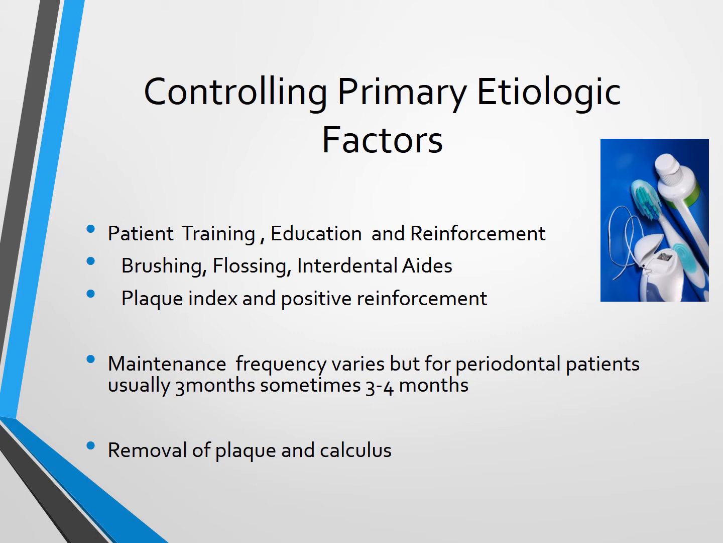Also, maintenance plays a major part in being able to control the primary etiologic factors. Bacteria or the biofilm have to develop and become pathogenic over time. So if we remove the biofilm often, such as every 3 months, then the bacteria or the biofilm has less time to mature. And if it doesn't have time to mature, then it doesn't become pathogenic. So frequency is very important. And finally, the removal of the plaque and calculus, which happens on a daily basis with the patient and on a 3 to 4 month basis professionally when the patients come into the dental office.